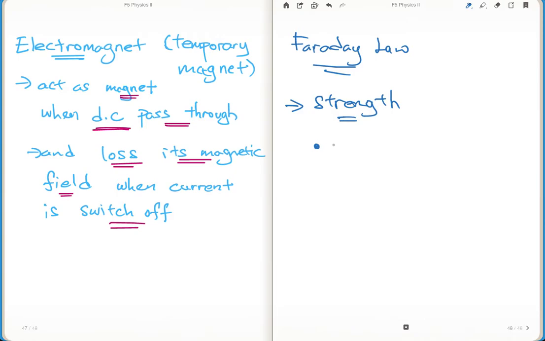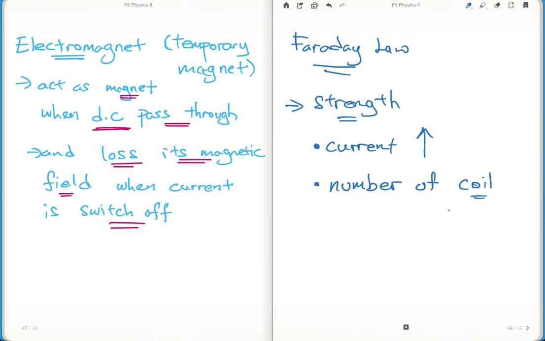First, your current, direct current. If you increase the current, then the magnetic field strength will be increased. Or the number of coils. If you want to lift 500 grams, ideally you need at least about 1,000 coils. So the number of coils affects the strength.